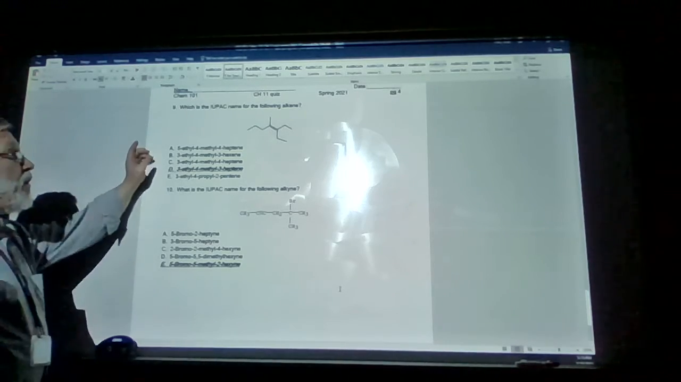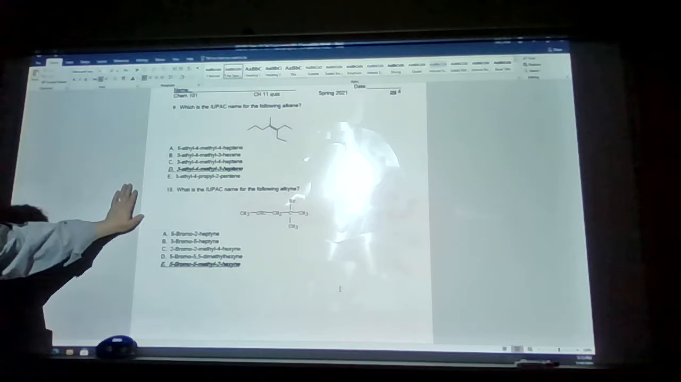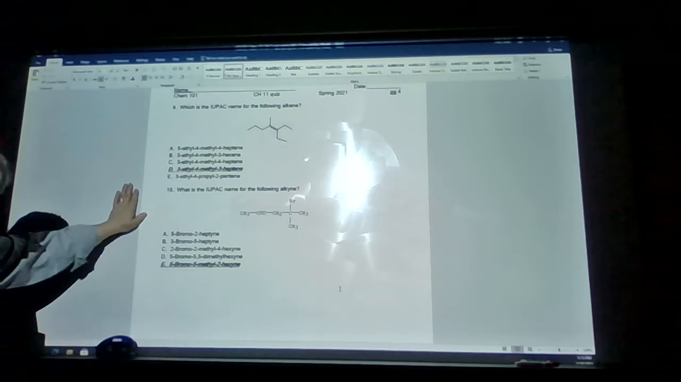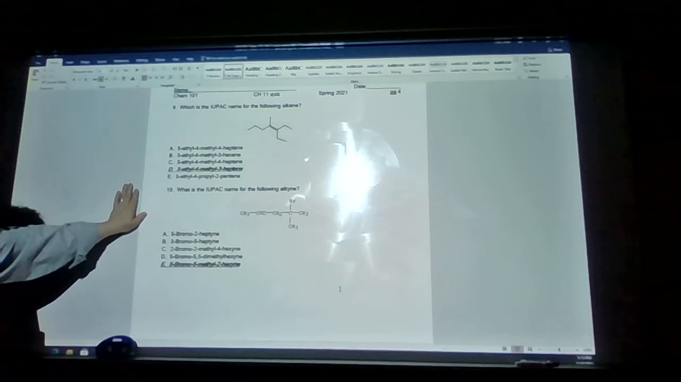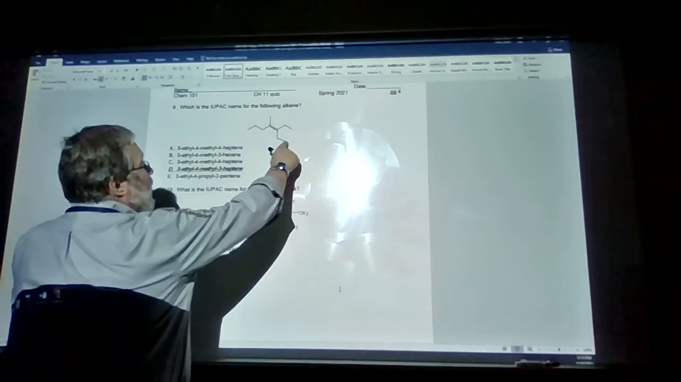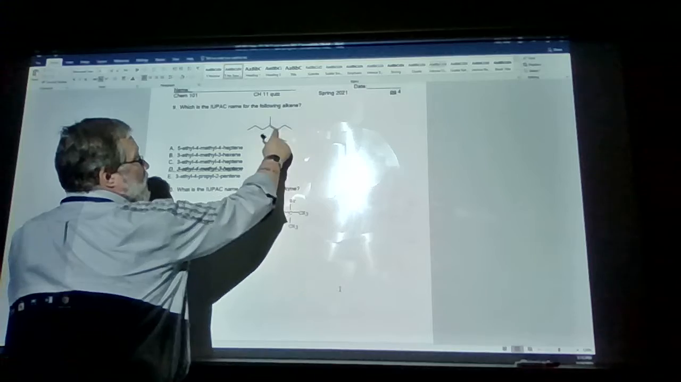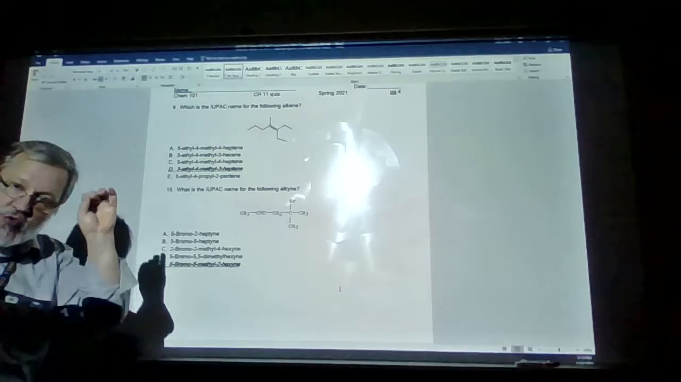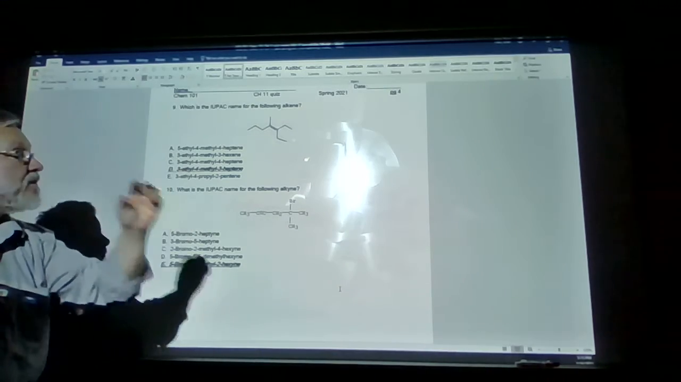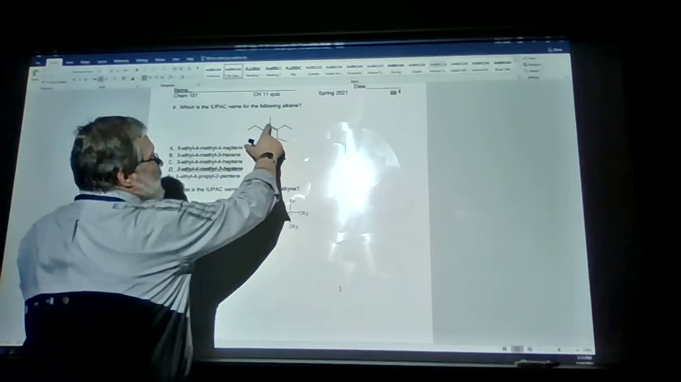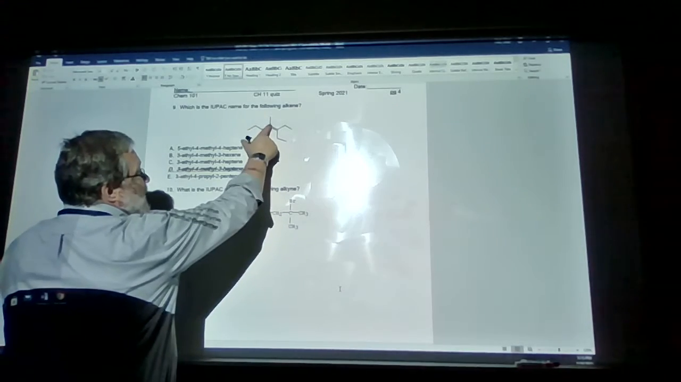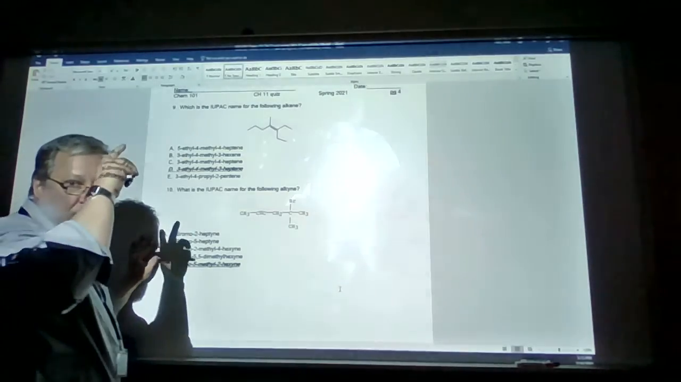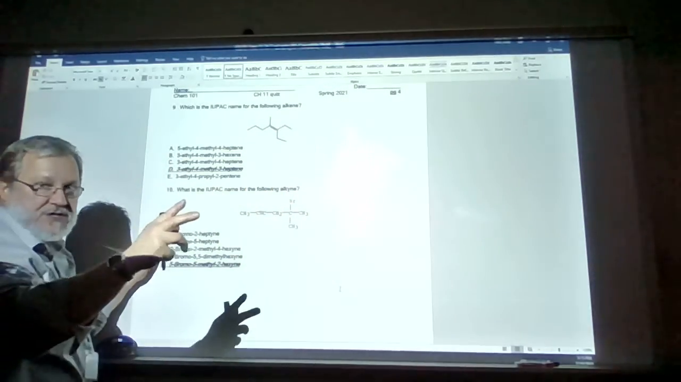Number 9, what is the IUPAC name for the following alkene? We are looking for that longest continuous carbon chain that numbers sequentially through both carbons. So we can't go 1, 2, 3, 4, 5. We can't go this way or this way because that doesn't count both carbons of the double bond. We can't go 1, 2, 3, 4, 5 because that only counts this carbon of the double bond. It doesn't count that one. Remember, both carbons, and the numbering has to go through both carbons sequentially.